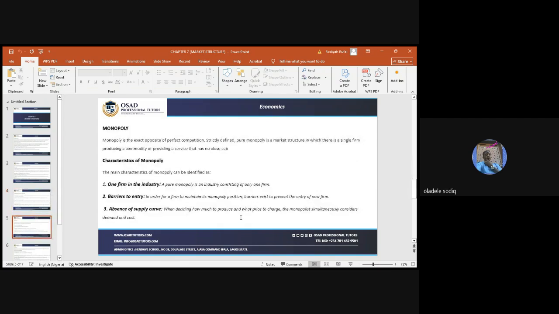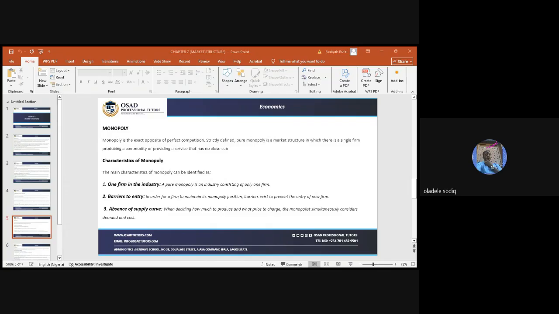So having a look at perfect competition, another market structure we have is monopoly. You need to also understand monopoly. So Inechi, are you with me? Yes, I am.